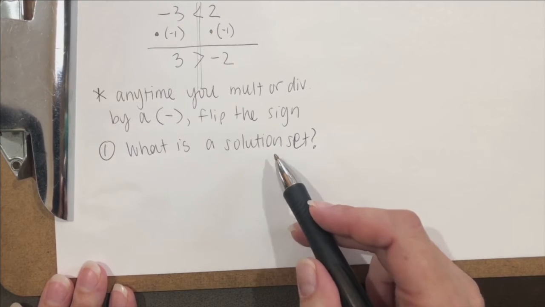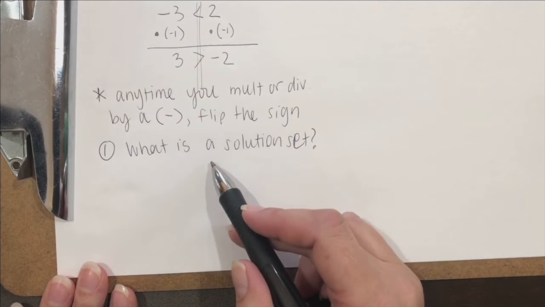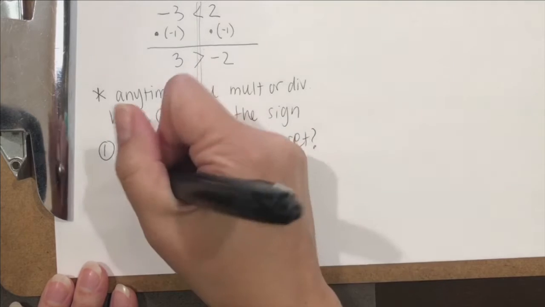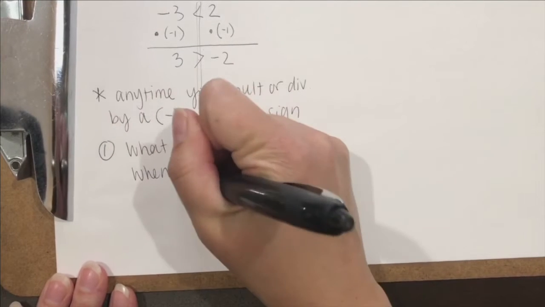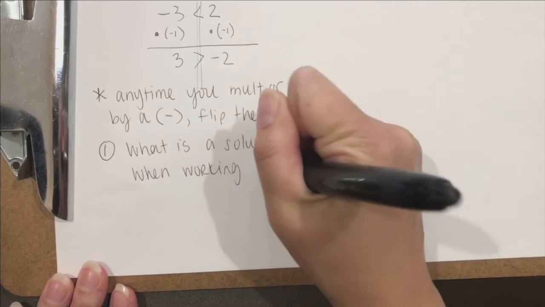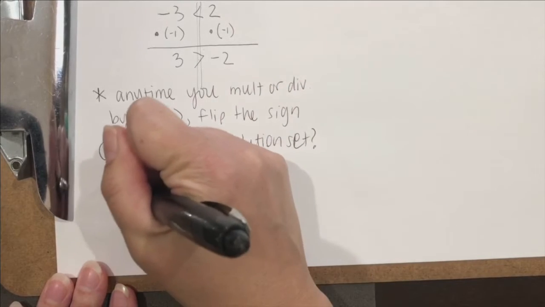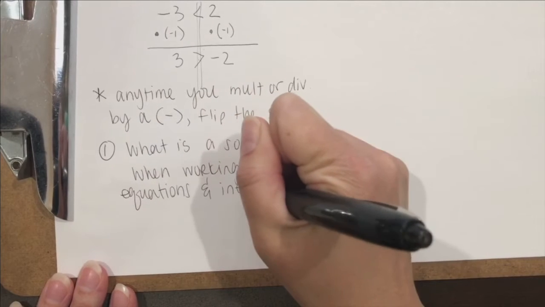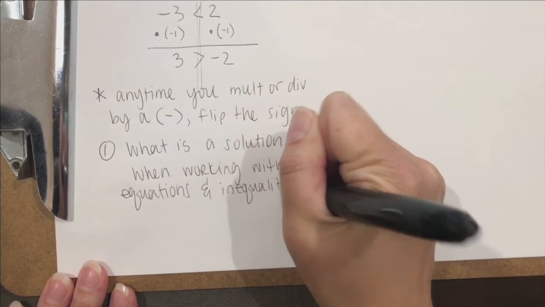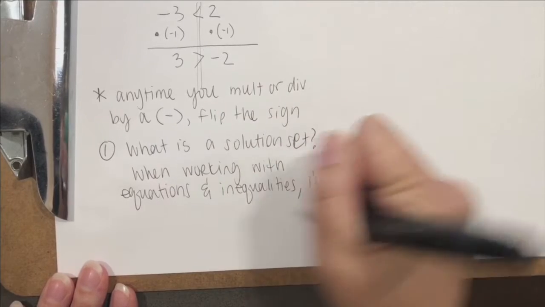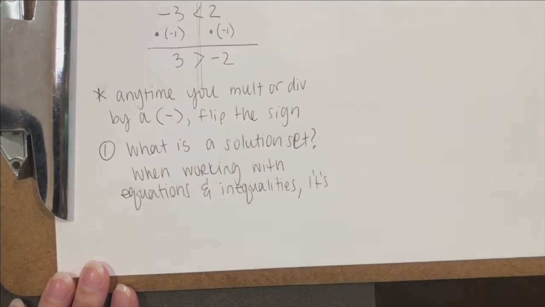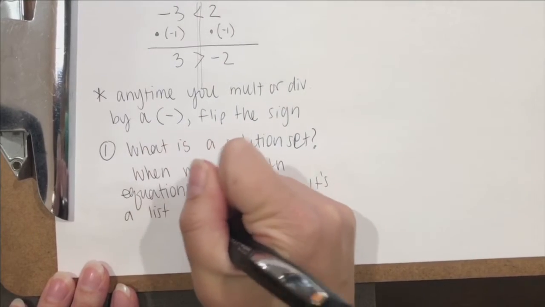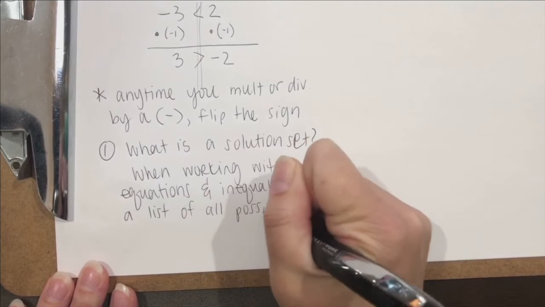Well, when we're talking about equations and inequalities, it's any possible answer. So it's the list of all the possible answers. So when working with equations and inequalities, it's a list of all possible solutions.